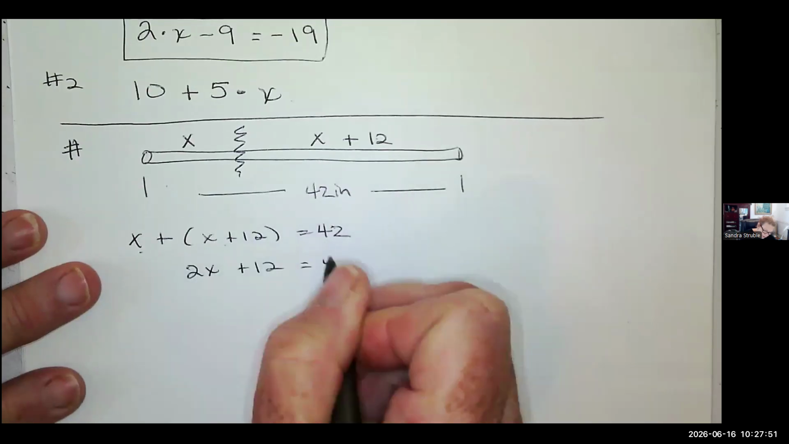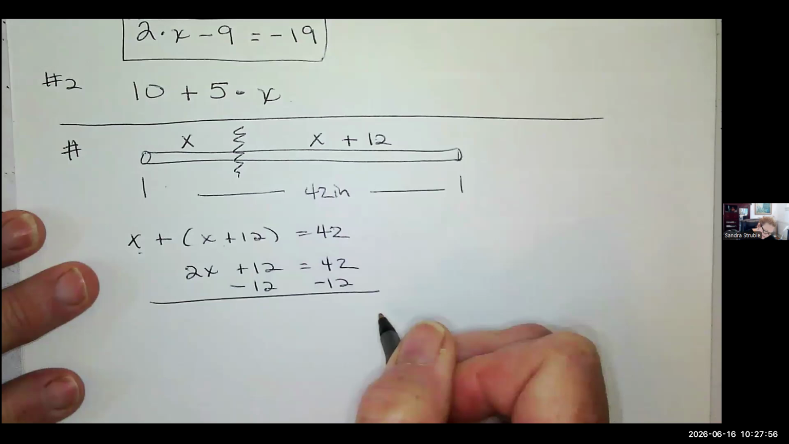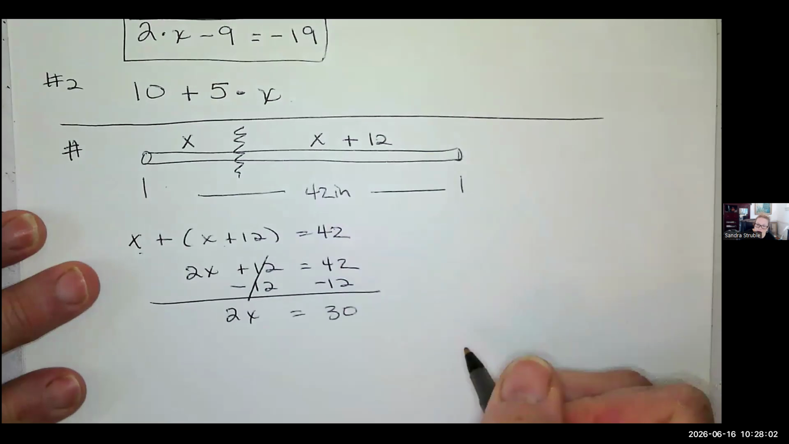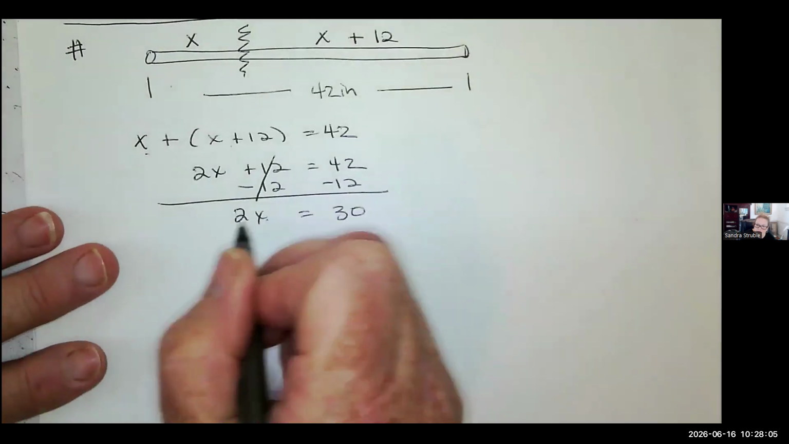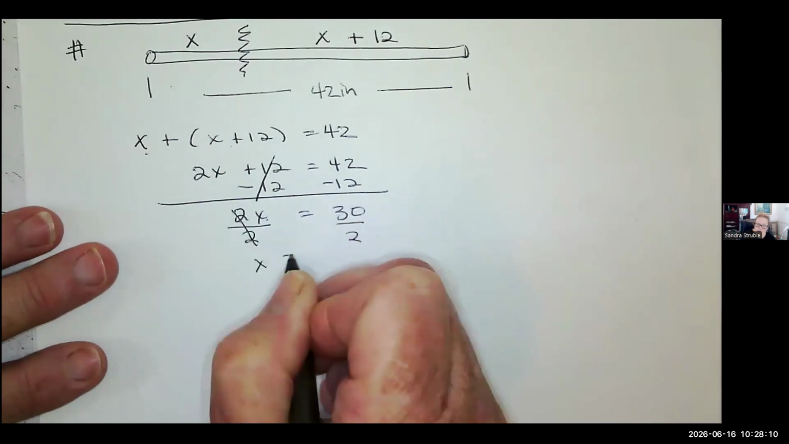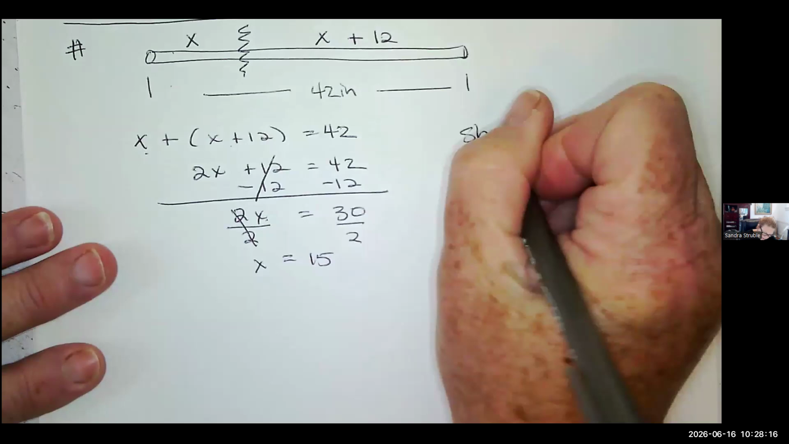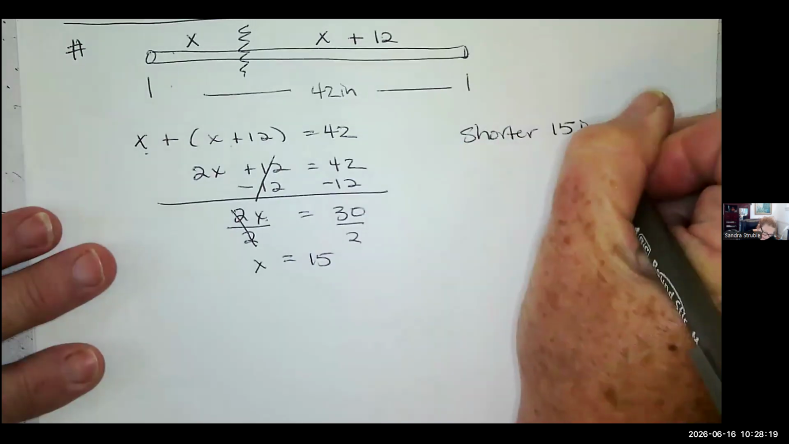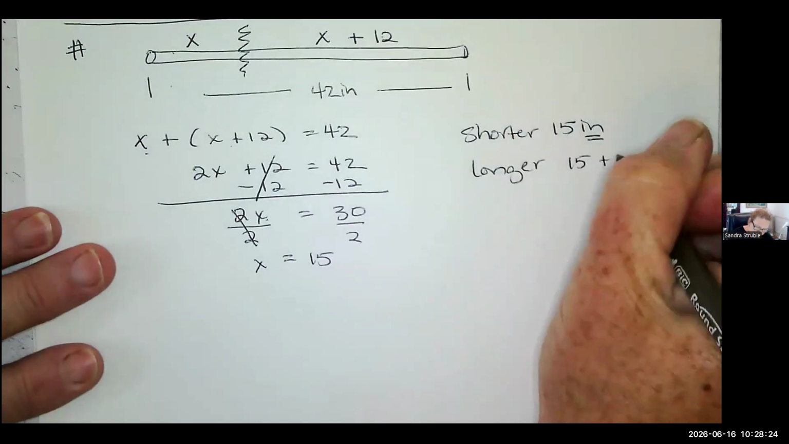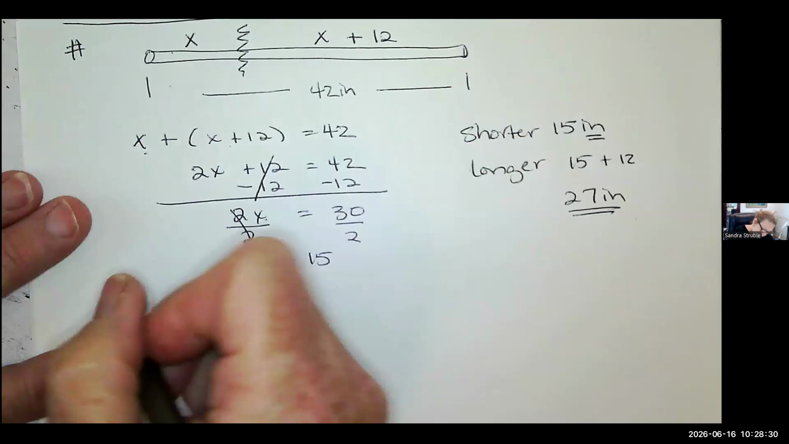Solving for X, we're going to subtract 12 from both sides of the equal sign. This is gone. We're left with 2X is equal to 30. 2 is attached to X by multiplication. So the opposite of multiplication is division. We're going to divide both sides by 2. And X is equal to 15. So that is the shorter side. So the shorter is 15 inches. Make sure you use your unit. And the longer is 15 plus 12, which is 27 inches. Okay. That is number 3. Let's go to number 4.